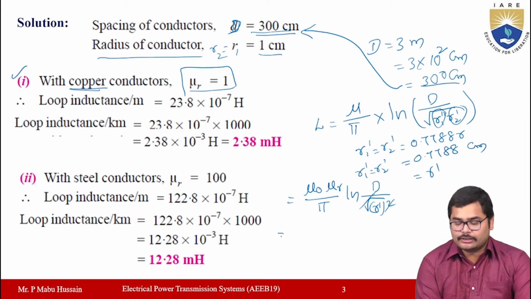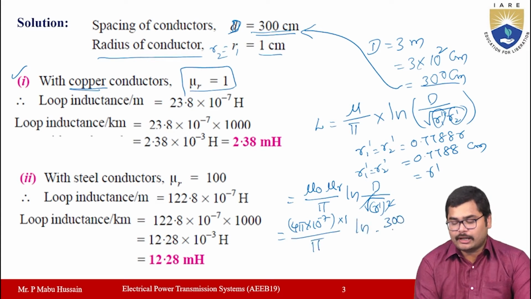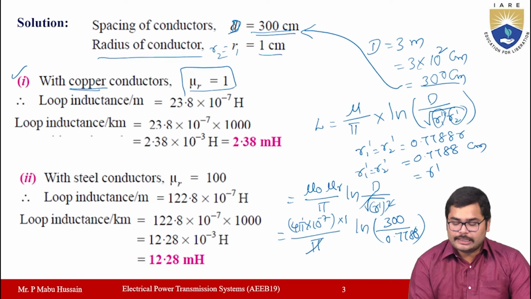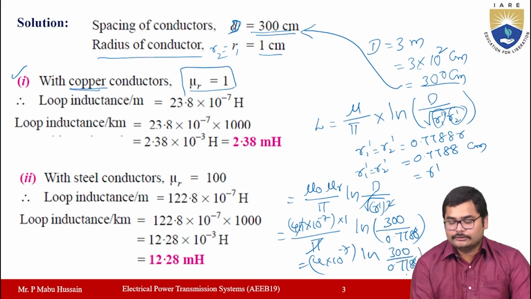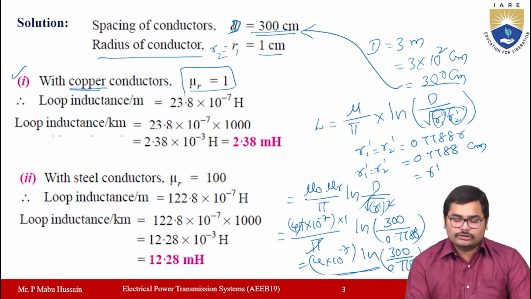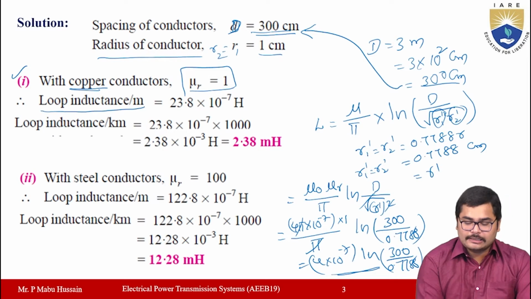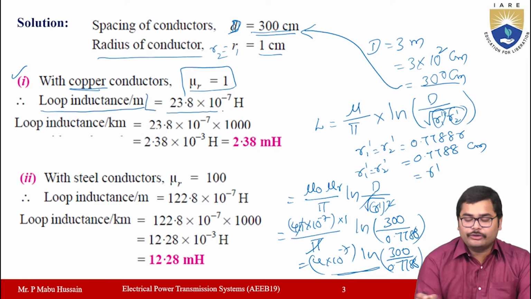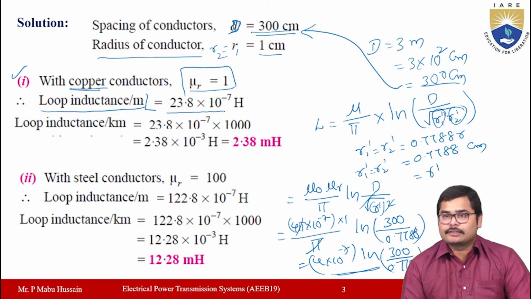Now if you substitute the values here, mu naught value is 4 pi into 10 to the power of minus 7, and mu r value for copper is 1, by pi into ln, d is 300 centimeters and r dash is 0.7788. Now pi and pi will get cancelled. So the value will be 4 into 10 power minus 7 into ln 300 by 0.7788. If you calculate this value using your calculator, you will get the total loop inductance, L equal to 23.8 into 10 to the power of minus 7 henries.